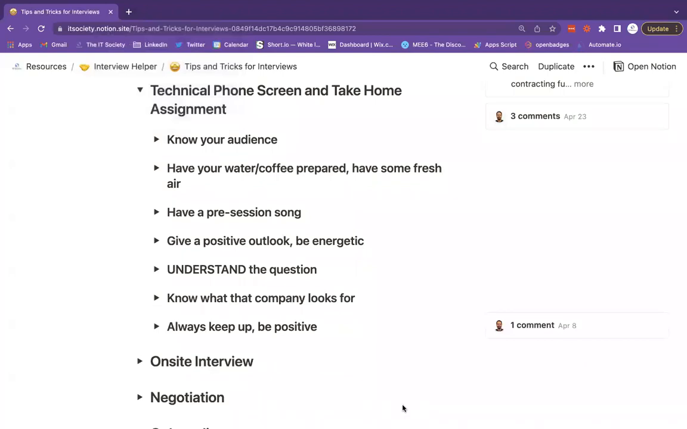Technical phone screen and take-home assignments, I think, are two separate things, even though they can be discussed under the same title. I would like to first focus on the technical phone screen, and then talk separately about the take-home assignment. But if you would like to say anything about the flow, feel free to say so and stop me.